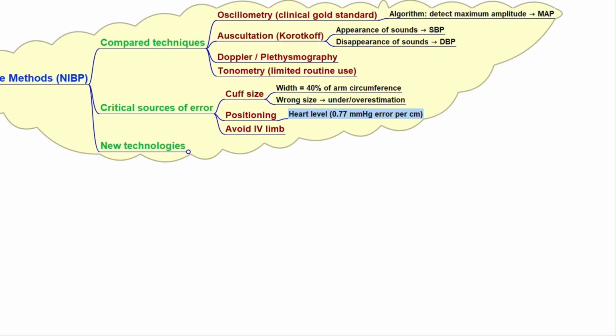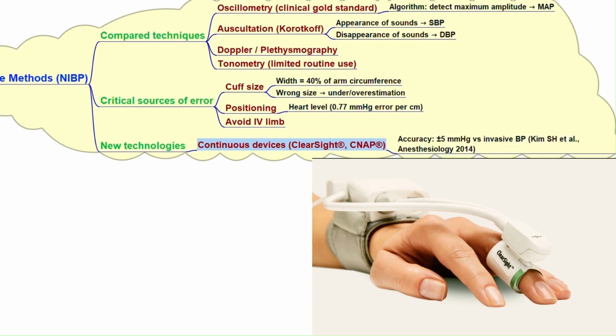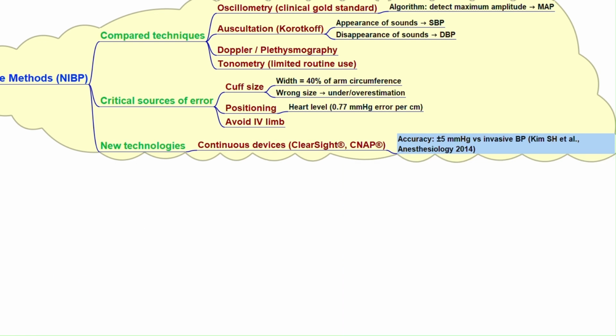So beyond this classical method, new technologies are emerging. One example is the ClearSight system. It uses a finger cuff sensor based on photoplethysmography and the volume clamp method. This allows continuous, non-invasive blood pressure monitoring beat by beat. Validation studies have shown that ClearSight can measure mean arterial pressure within about 5 millimeter mercury compared with invasive arterial line. That level of accuracy is clinically acceptable and makes the device particularly useful in situations where invasive arterial cannulation is not possible or not desirable.